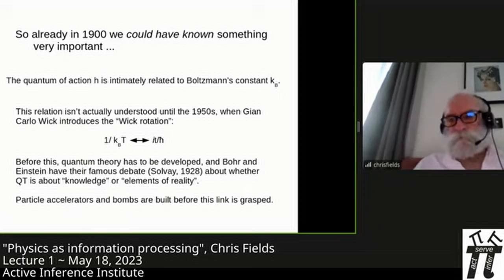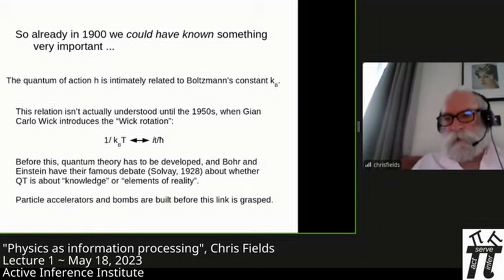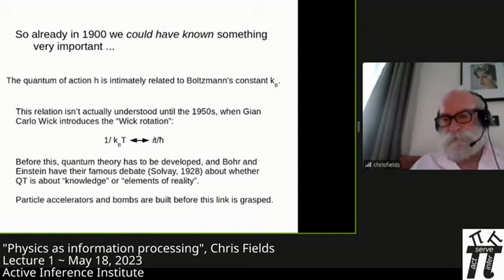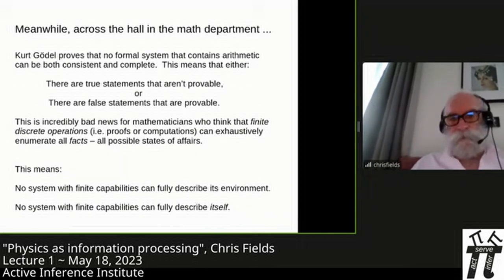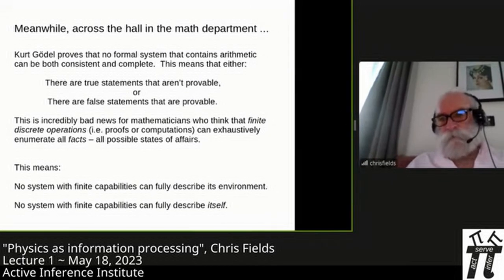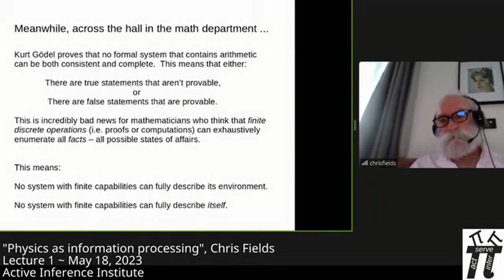But before we continue in physics, we need to backtrack in time a little bit and look at what the mathematicians were doing. So across the hall in the math department, 1 year after the Solvay conference in 1929, Kurt Gödel proved his famous first incompleteness theorem. The theorem states that no formal system that contains arithmetic can be both consistent and complete. And that means that either there are true statements that aren't provable in the formal system, or there are false statements that are provable, or of course both.